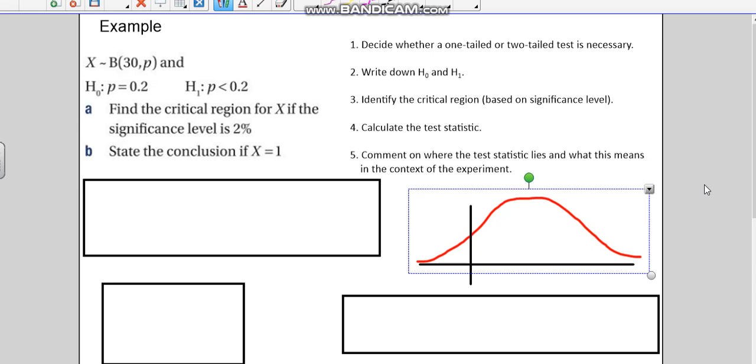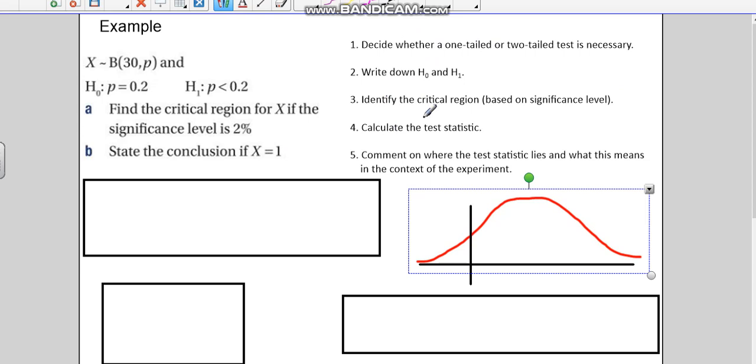Okay, so here's the first example. We've got x is binomial distribution 30 and proportion p, and our hypotheses are, the null hypothesis is that p is 0.2 and the alternative hypothesis is p is less than 0.2. We're asked to find the critical region for x if the significance level is 2% and then state the conclusion if x equals 1. So I've put some steps here, what we need to do.